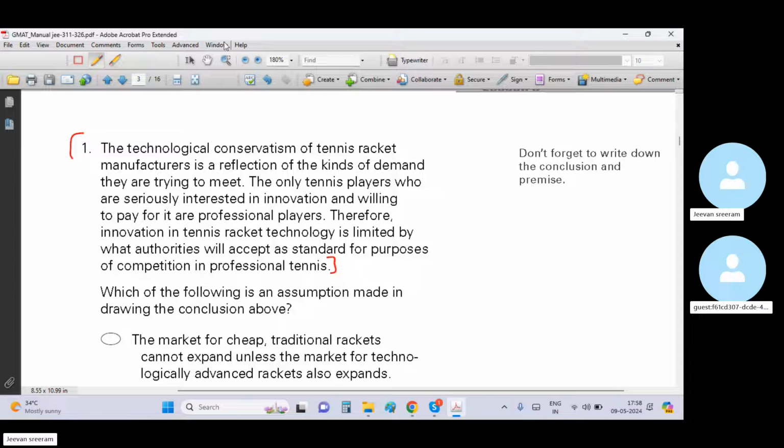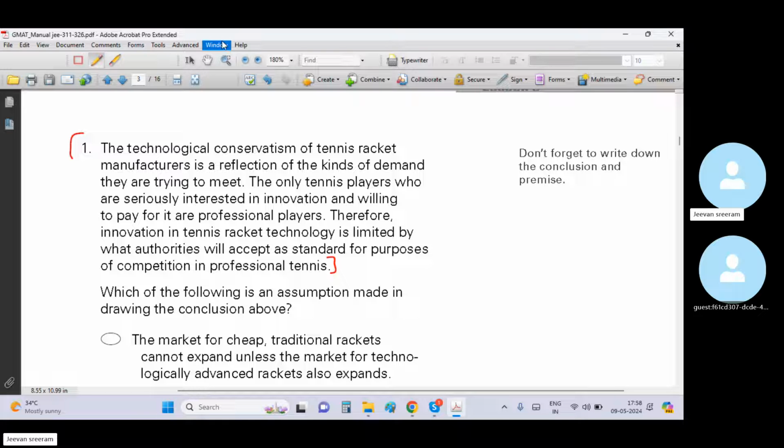Okay, let me explain. The technological conservatism of tennis racket manufacturers. Tennis racket manufacturers are actually designing the same kind of tennis rackets, in the same shape and in the same manner, for a long time now. That's what it is.